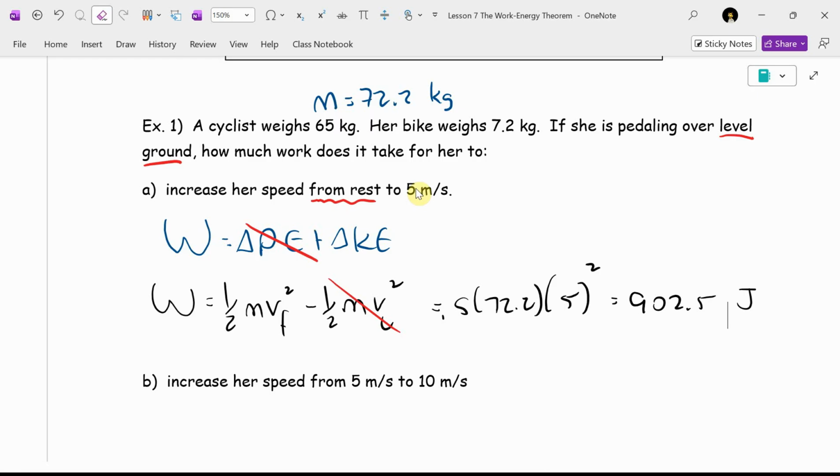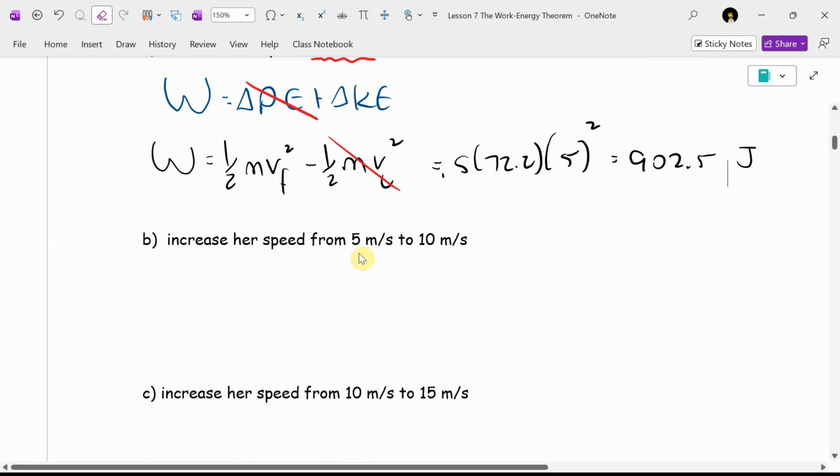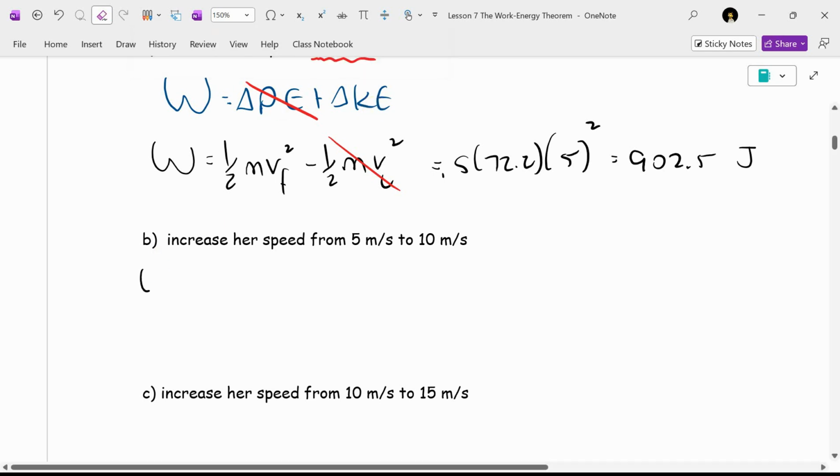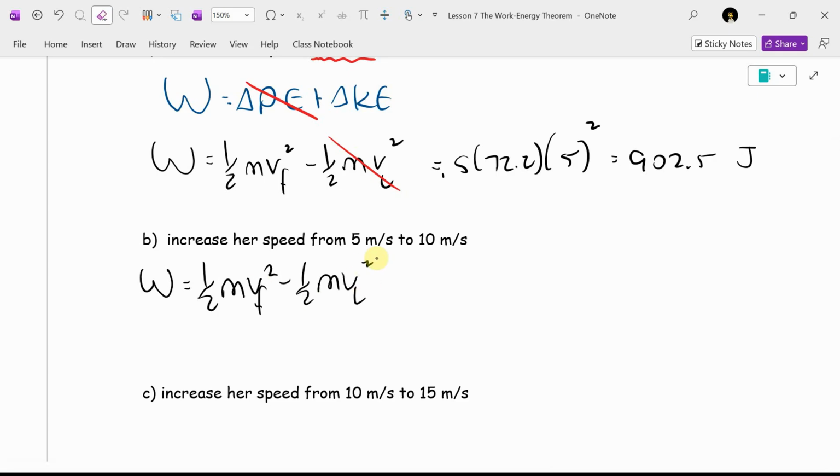This is where, remember I told you a couple of weeks ago that squared dominates your life in ways you don't realize? Here it is. It wants us to find the work. You know what? It's not force times distance. It's going to be change in potential plus change in kinetic. Oh, is it still level ground? Yeah, so I would still cross that out. It's going to be the work equals a half m v final squared minus a half m v initial squared.